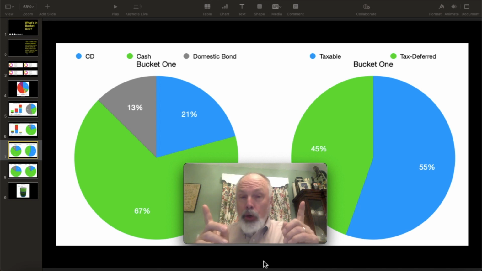So for this video, I dove in deeper to look at those assets in bucket 1 to give you a picture of what it's like. Here are 2 pie charts to show bucket 1. This one shows you that the tax deferred is about 45% of the bucket, 55% is taxable accounts. This shows you the asset allocation. Mostly cash, 67% cash, 13% bonds, and again, those are I bonds and VTIP, short-term VTIP. And then 21% are CDs that will mature in the next couple of years.